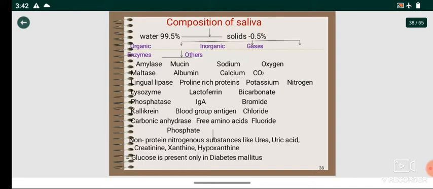Now the other substances which are present in saliva are mucin, which is a lubricating agent. Albumin is present. Proline rich proteins are present. Lactoferrin is present. Lactoferrin is an iron binding compound. IgA, that is immunoglobulin A, which provides a local immunity, is present. Blood group antigens are present.